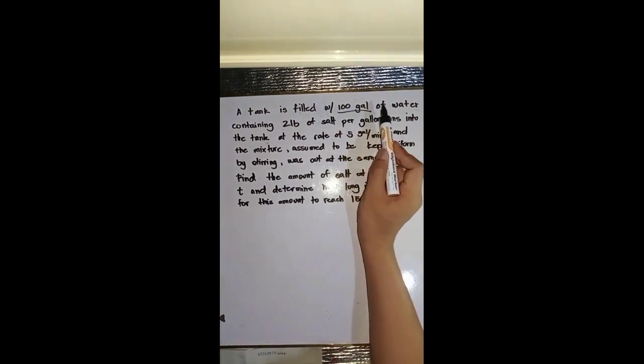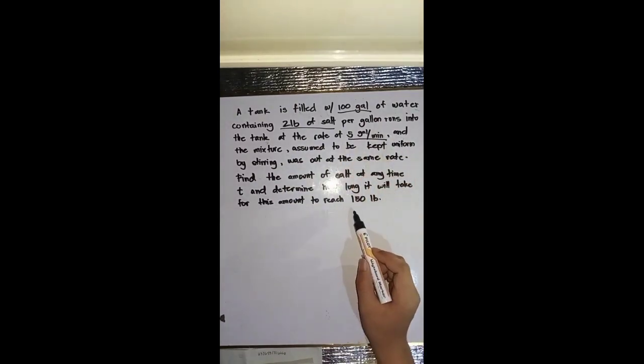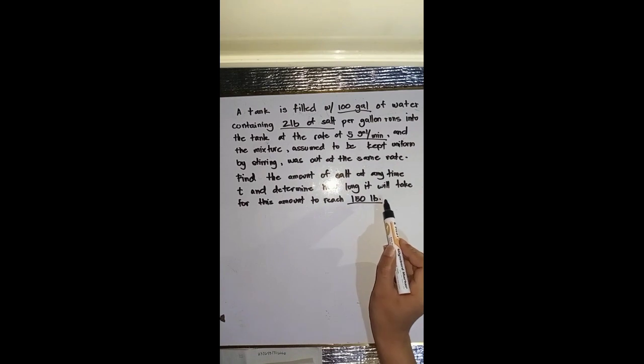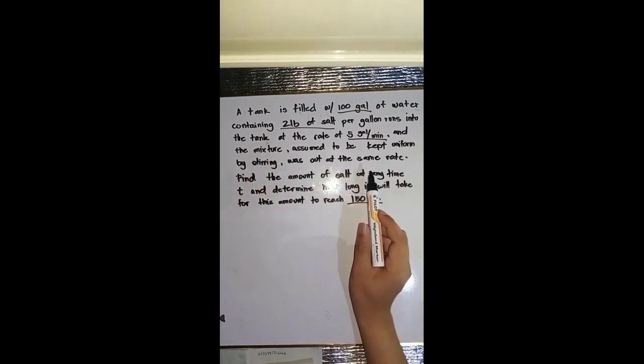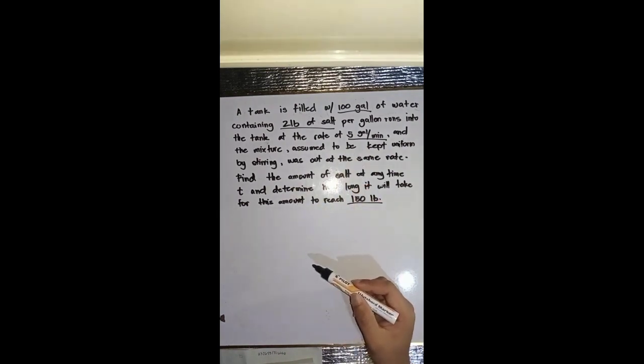Now we must remember some of these terms in order to solve this problem. The 100 gallons of water that contains 2 pounds of salt goes into the tank at 5 gallons per minute, at the same rate it goes out, and we need the time it will take for the amount to reach 150 pounds of salt.